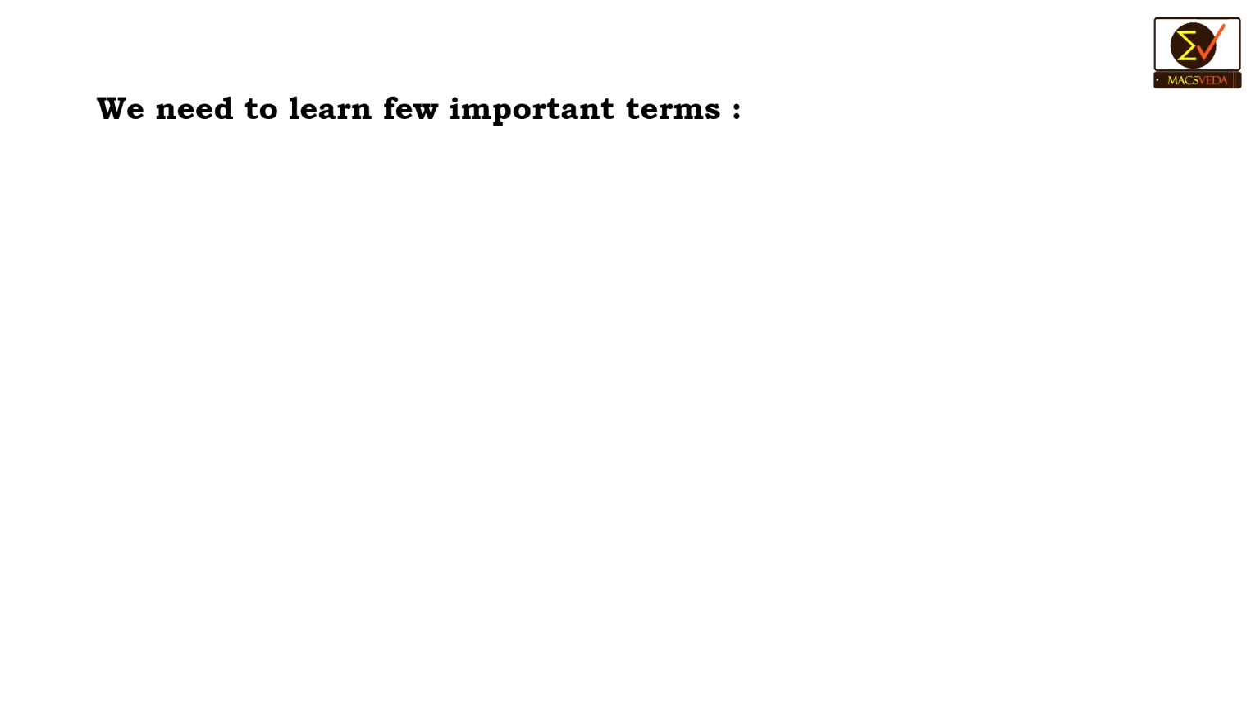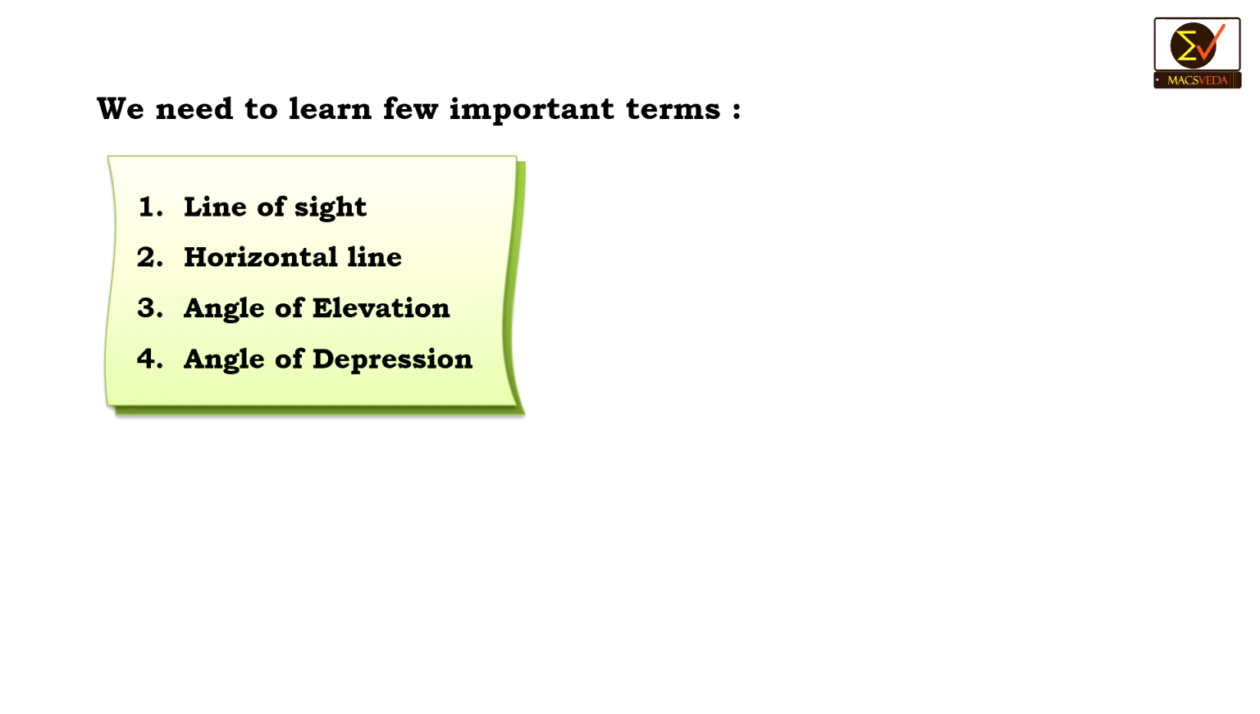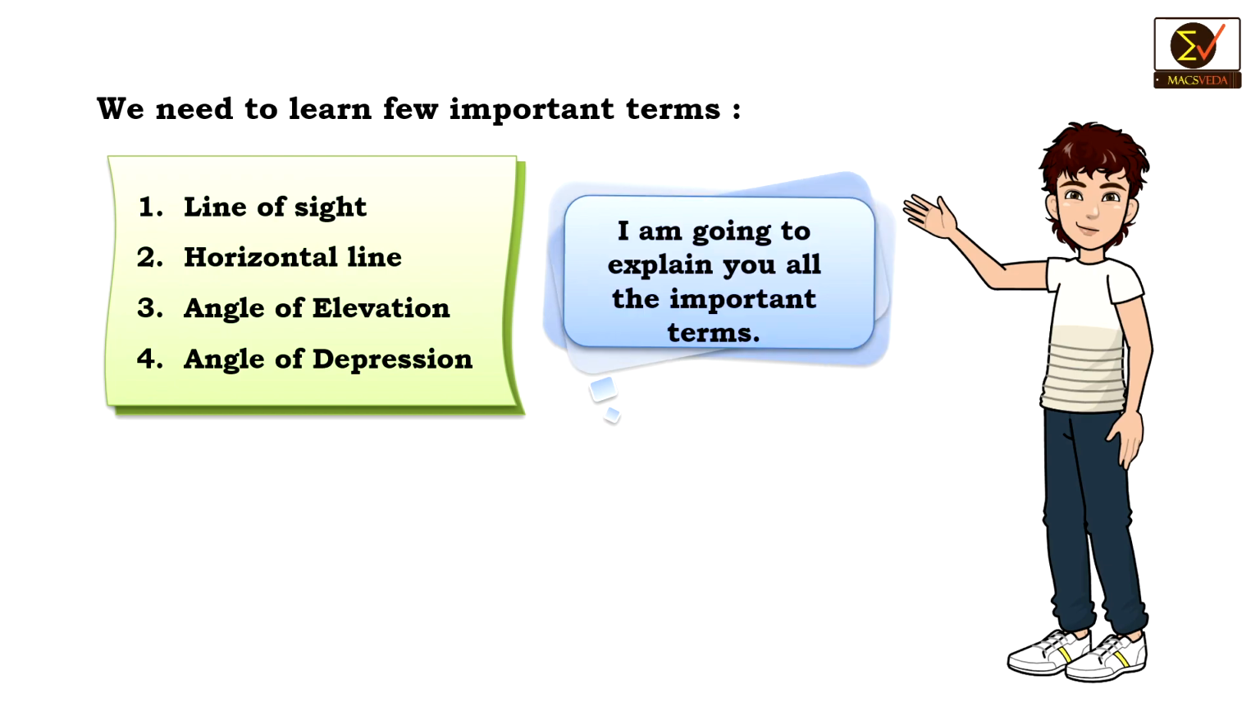We need to learn few important terms. The first one is line of sight. The second one is horizontal line. Third one is angle of elevation. And fourth one is angle of depression. I am going to explain you all the important terms, that is line of sight, horizontal line, angle of elevation and angle of depression.